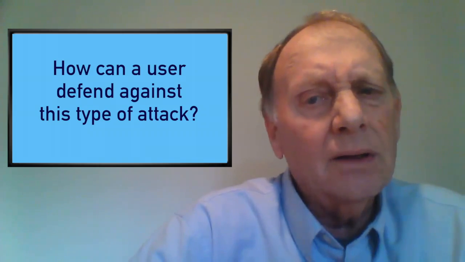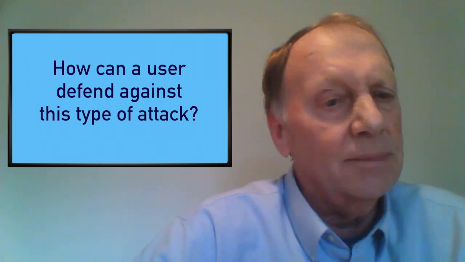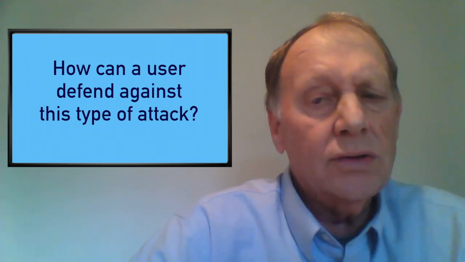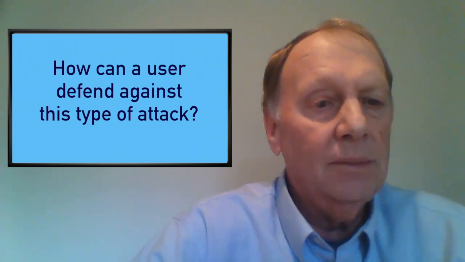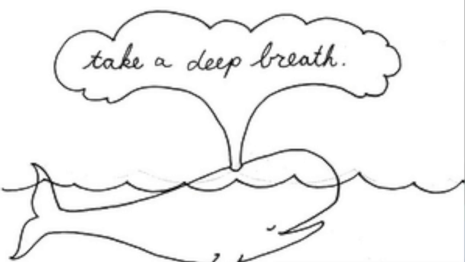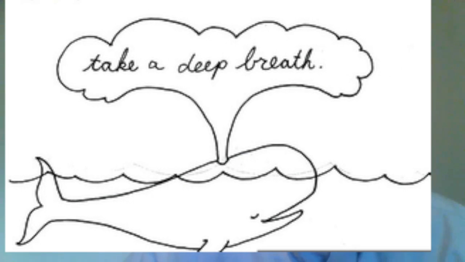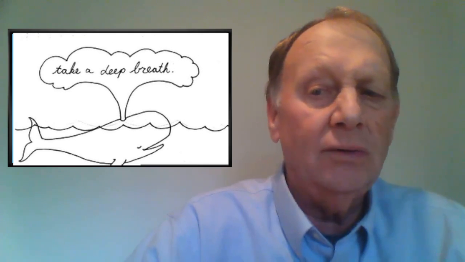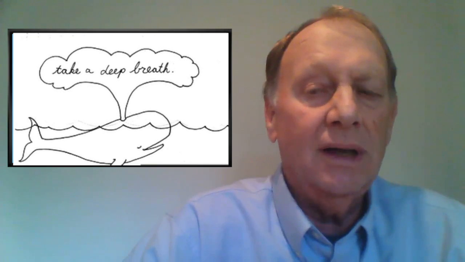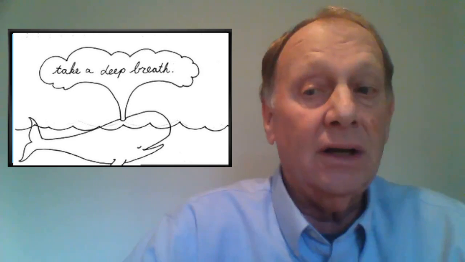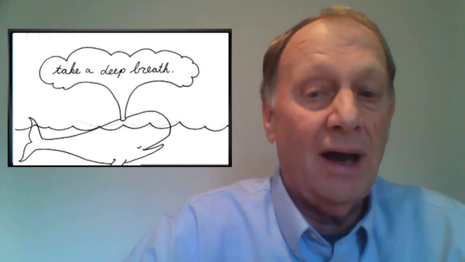So, how can a user defend against this type of attack? Using the following 4 tactics should help. Number 1, take a breath, slow down. Oftentimes, phishing email is directed to people that don't even have an account with the organization referenced in the email. This is a clear sign of a phishing attack.